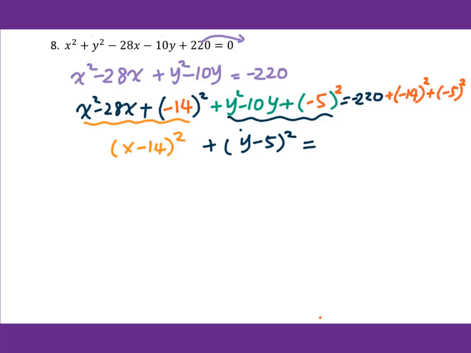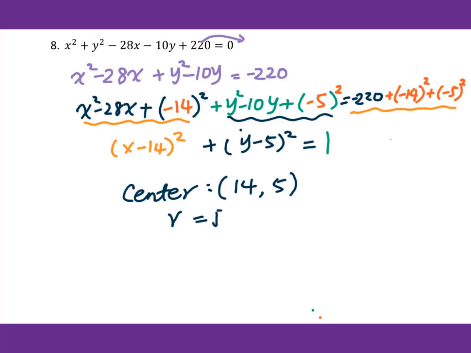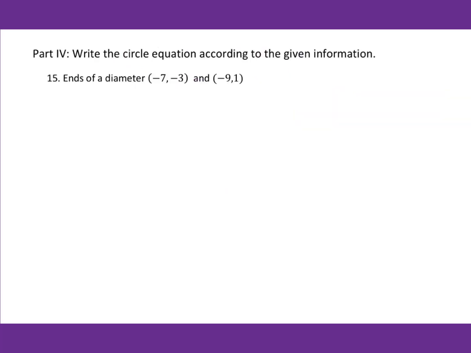Then we work this out. You will get 1. Therefore, the center of this circle will be 14 and 5. For the radius, that equals square root of 1 equals 1. Let's go to part 5 again. Write the circle equation according to the given information. Ends of a diameter are negative 7, negative 3, and negative 9, 1.